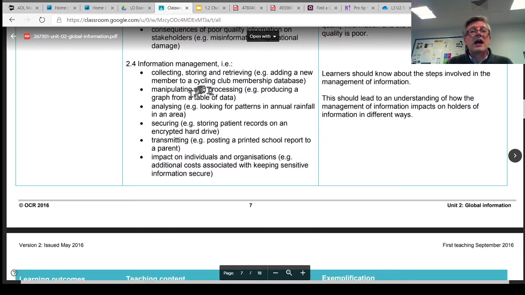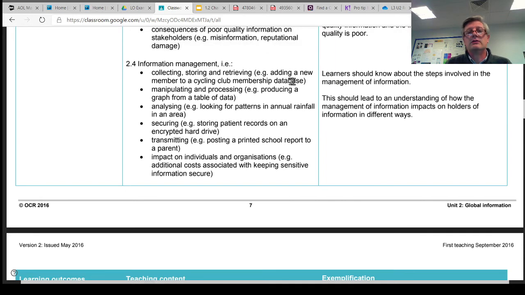Okay, so examples that they give us here. Collection could be something like adding information to a database about a new member. Manipulating could be making graphs, making charts, creating lists, sorting it, searching it. Then we analyze it. So the example they give us here is looking for patterns, for example. Patterns in rainfall, patterns in sales, patterns in return customers. And that helps us then to think about, is there anything we can do in terms of the future to capitalize on what we've learned?